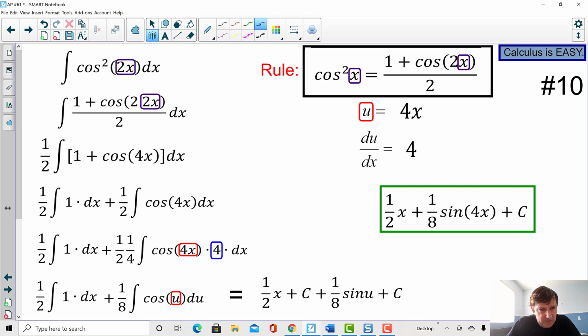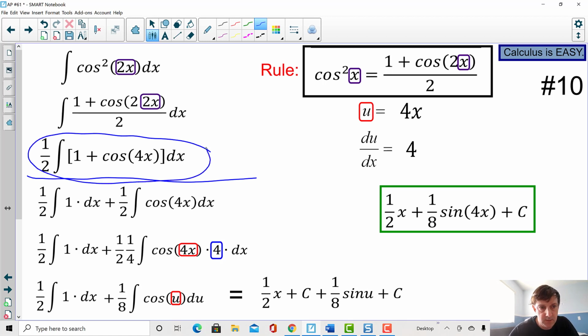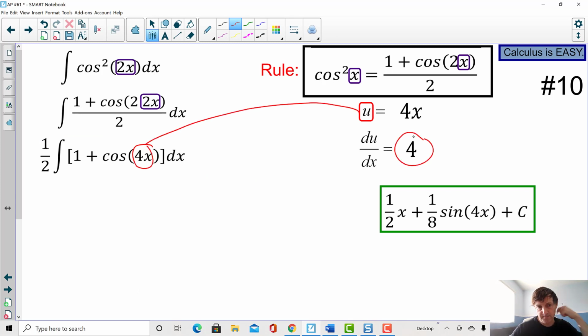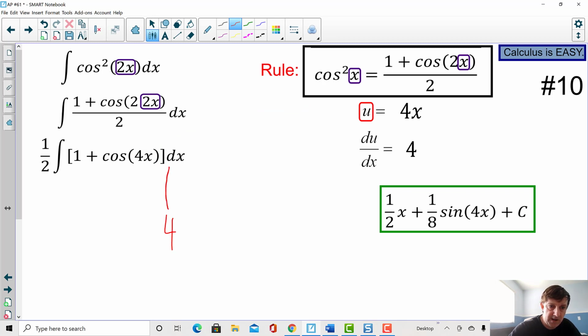Okay, before we move to the next question, I want to see what would happen if we would have just left this as one integral. Let's do that real quick and see what happens. Okay, I'm still going to let my u equal to 4x. So my du dx would still equal 4. So I'm going to need a 4 right here. And so then I'll also put a 1/4 right here in the front.